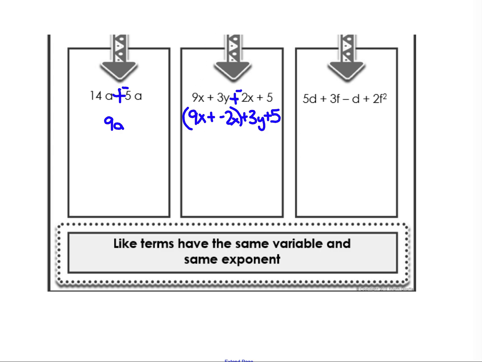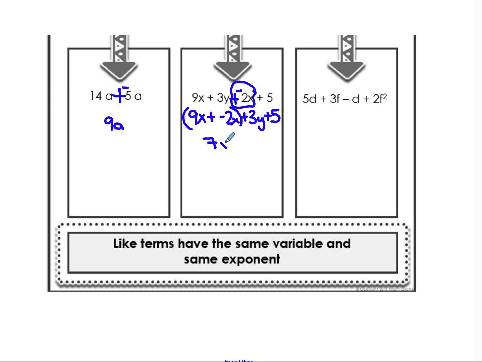All right, so for 9x plus negative 2x, different signs, find the difference. Notice how that minus sign traveled with that 2x. That was a plus negative 2x. I needed to take that minus sign with it. Different signs, find the difference. 9 minus 2, or 9 plus negative 2, same thing. That's going to be 7.